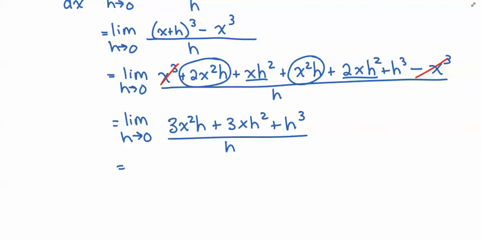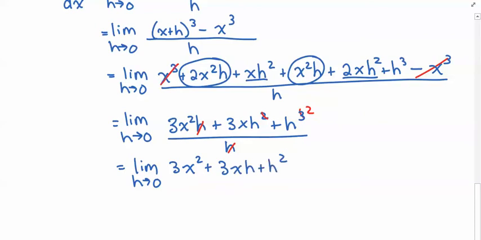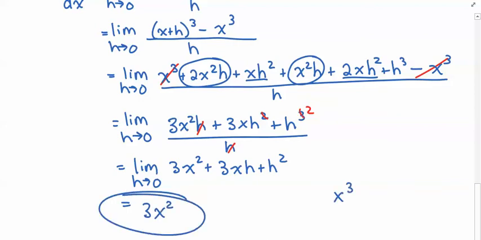And since every single thing has an h in it, I can cancel out one h from every term. So then I have limit as h approaches 0 of 3x squared plus 3xh plus h squared. And now if I just throw a 0 in for all my h's, I just end up with 3x squared. So I know the derivative of x cubed is 3x to the power of 2.